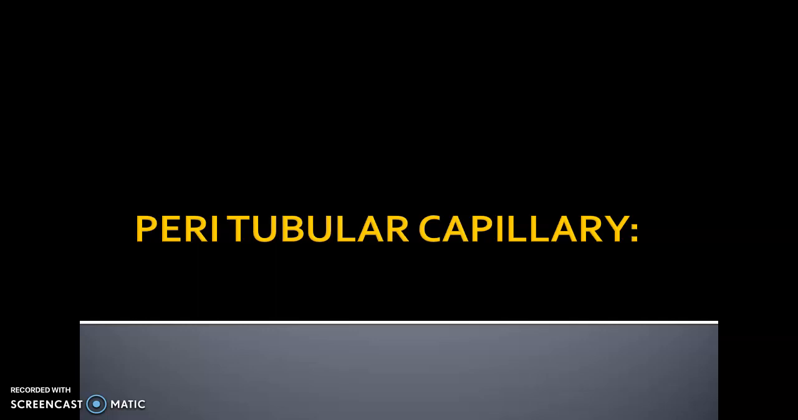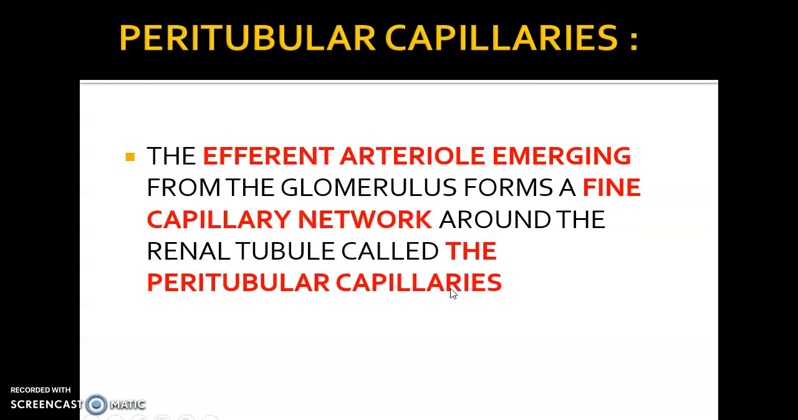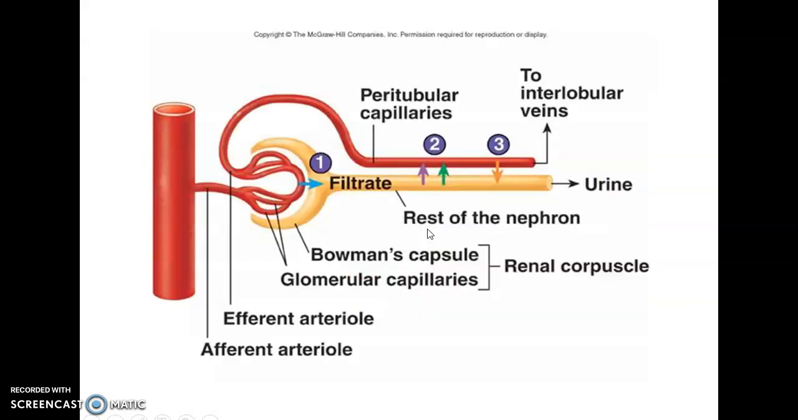So that brings us to the next part that we need to understand, and that is the peritubular capillary. We have learned that the blood vessel entering the kidney is the afferent arteriole, right? Similarly, you have a blood vessel which is leaving the kidney, and that is the efferent arteriole. The efferent arteriole emerging from the glomerulus forms a fine capillary network around the renal tubule called the peritubular capillaries.